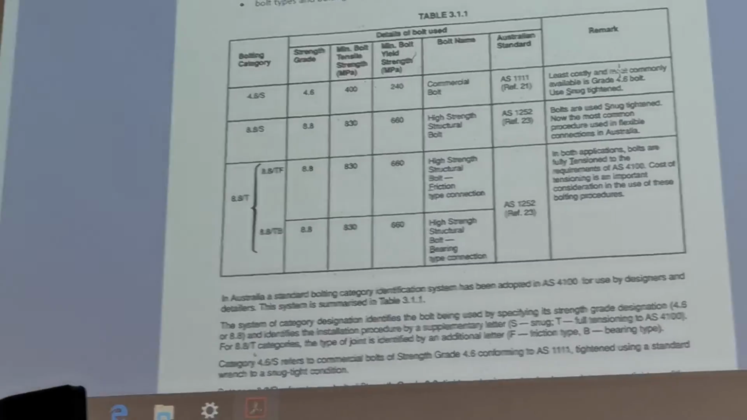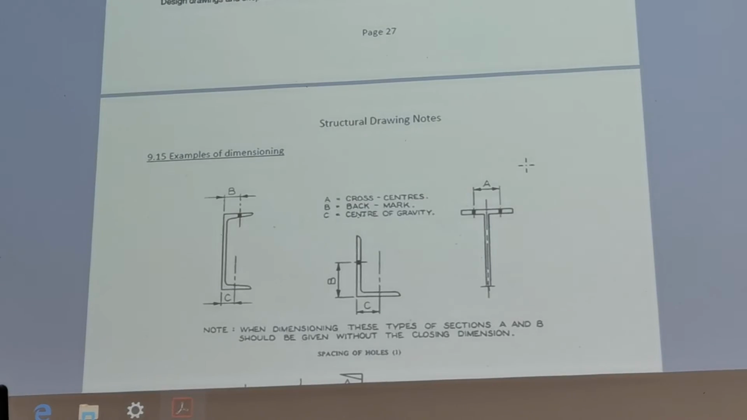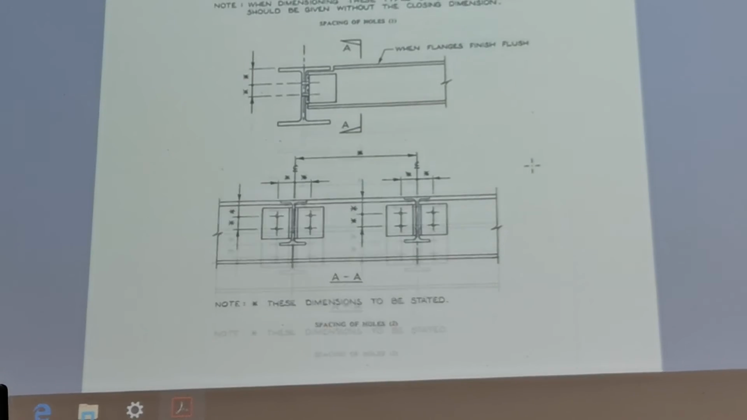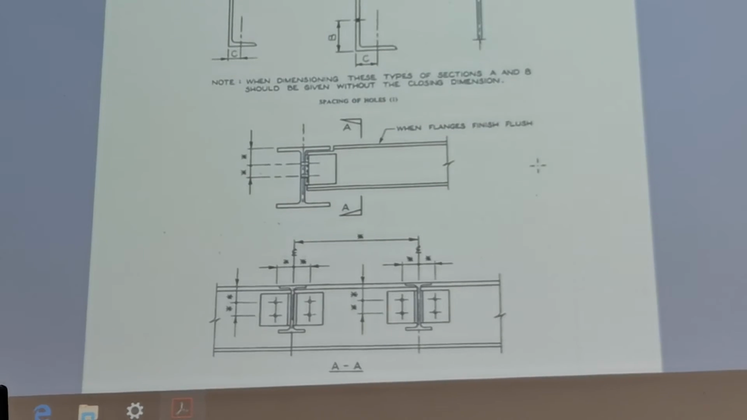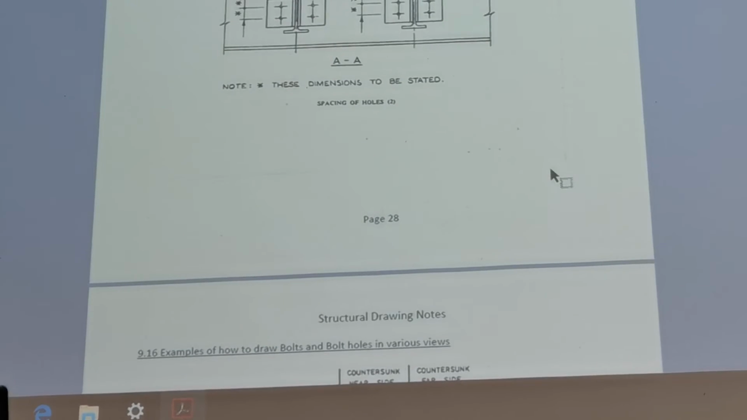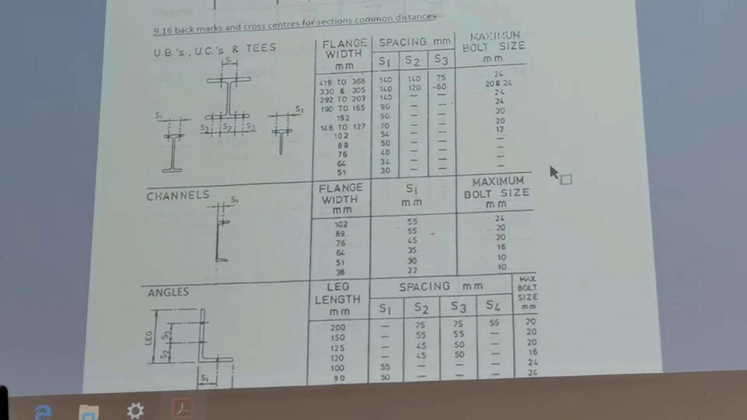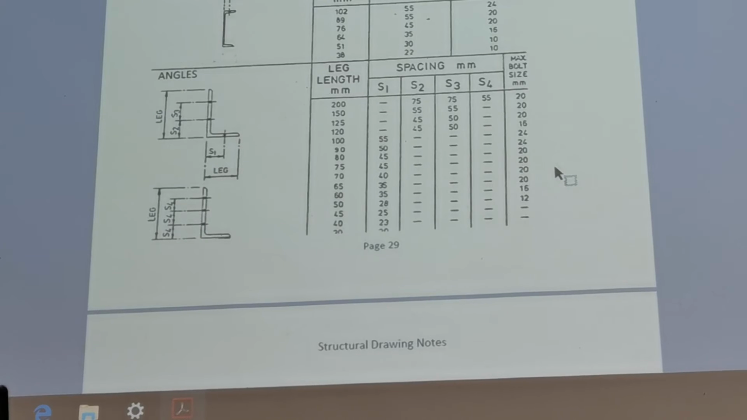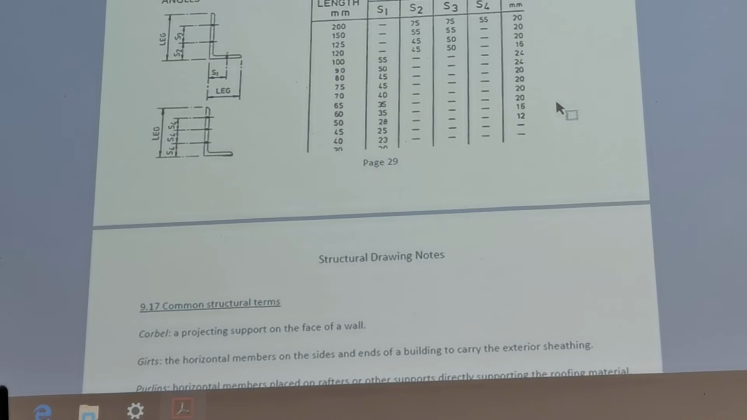Welding. There's some more notes there on bolting. These are ways of detailing bolts and bolt holes. And some examples of how we look up different sizes on channels and angles. You don't have to use this. This was for another assignment, but it's in there for information only.